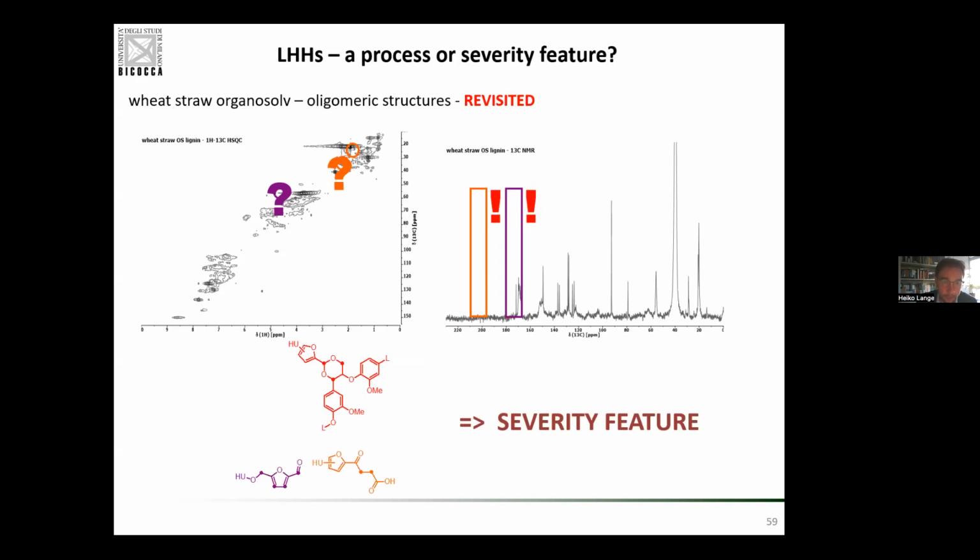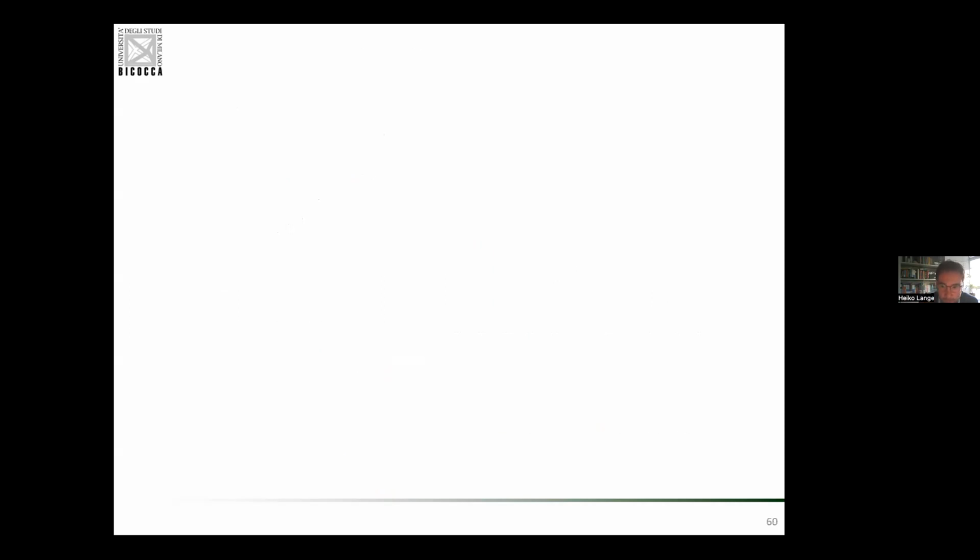Now, the number of OH groups needs to fit. We cannot have a huge amount of phenolics and say we have a completely polymeric structure, right? The more phenolics we have, the less it is polymerized. Otherwise, the phenolics are occupied in the chains, if we compare to the abundance of the aliphatics.